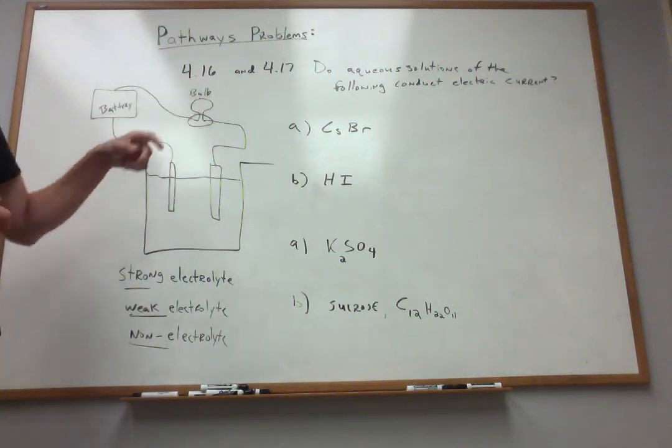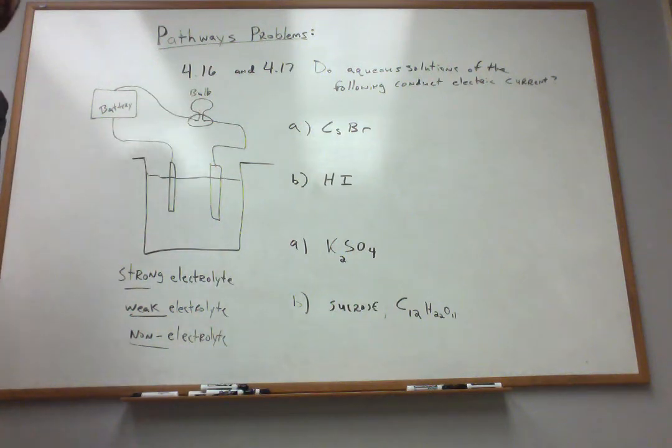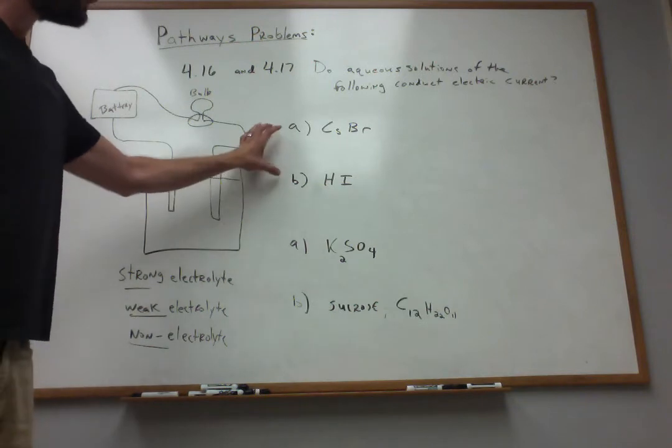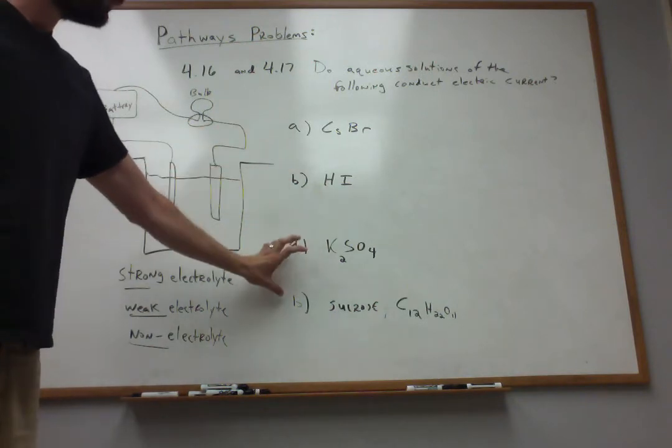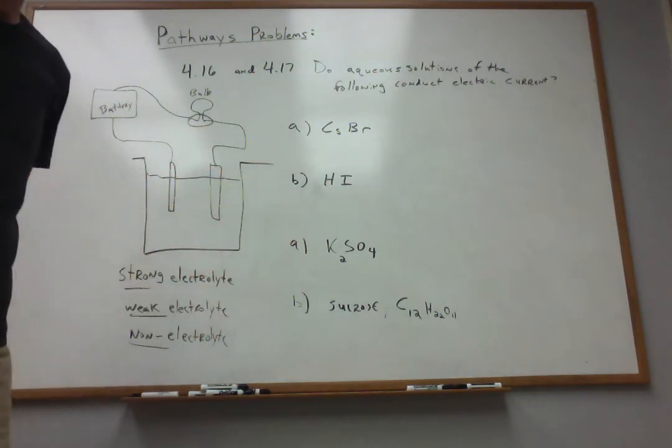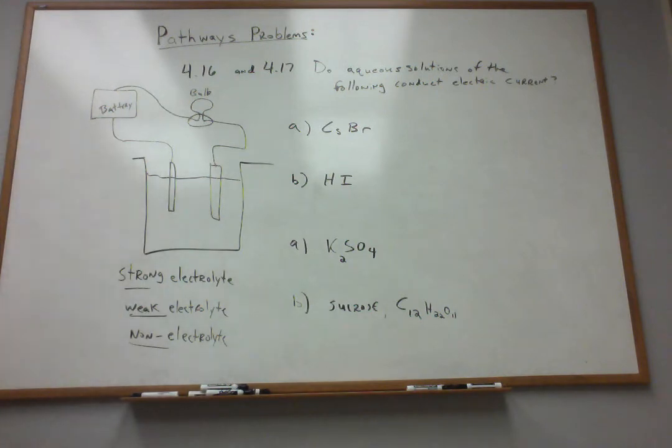Okay, let's work problems 4.16 and 4.17 out of your book, because these two deal with exactly the same concept. You're asked in these problems, do aqueous solutions of the following compounds conduct electrical current? This problem is basically asking you, if you take these four substances, these are 4.16, this is 4.17, and you throw them in water to make an aqueous solution, and they dissolve, will the resulting solution conduct an electrical current?